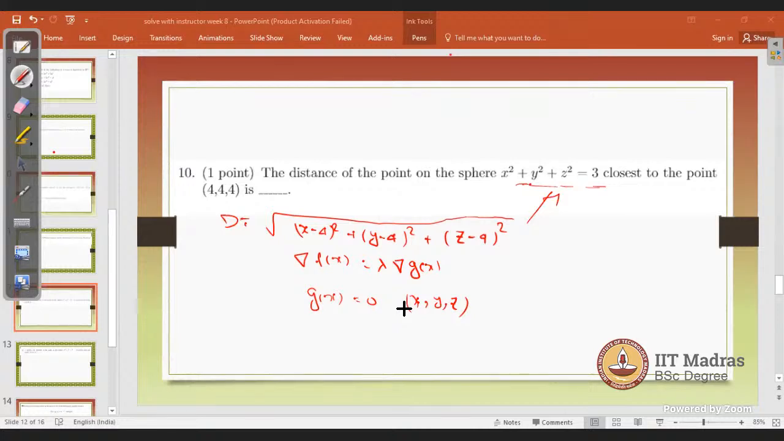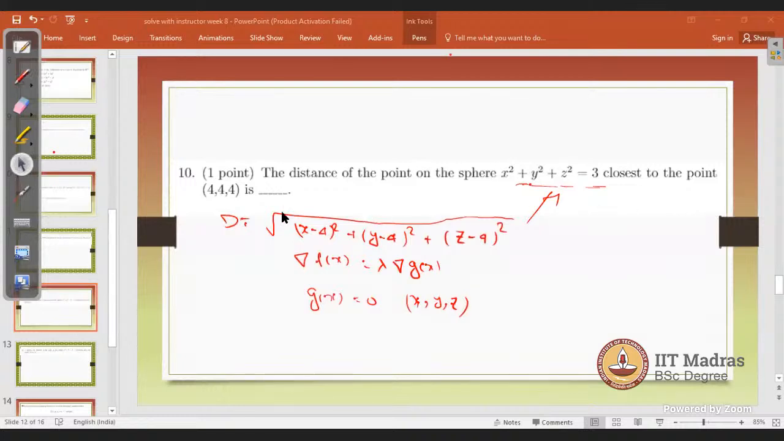So g(x) is actually distance, right? The distance, g(x) is your x square plus y square plus z square. It is the equation of a sphere. This one you are talking about? No. So I thought g(x) is d here.